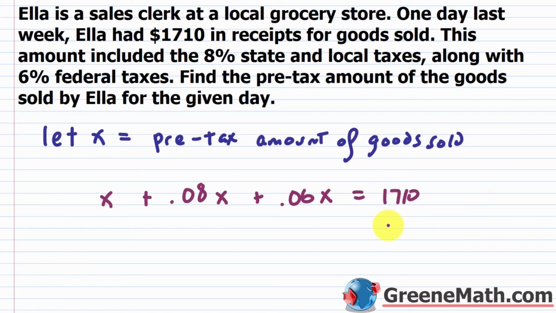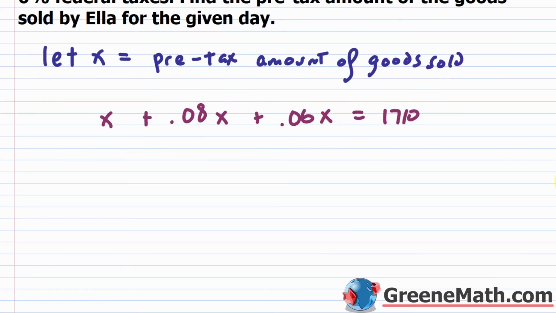So what I would do is combine like terms. Again, if you want to clear the decimals, you can just multiply everything by 100. I think I'll probably just skip that for this one. So I'll say this is 1 plus 0.08 plus 0.06, which would be 1.14. So this is 1.14 times x, and this equals 1,710. Let's divide both sides of the equation by 1.14.